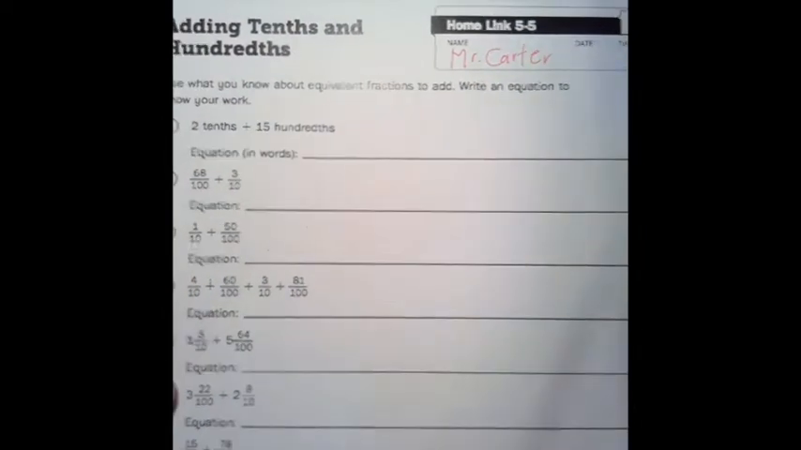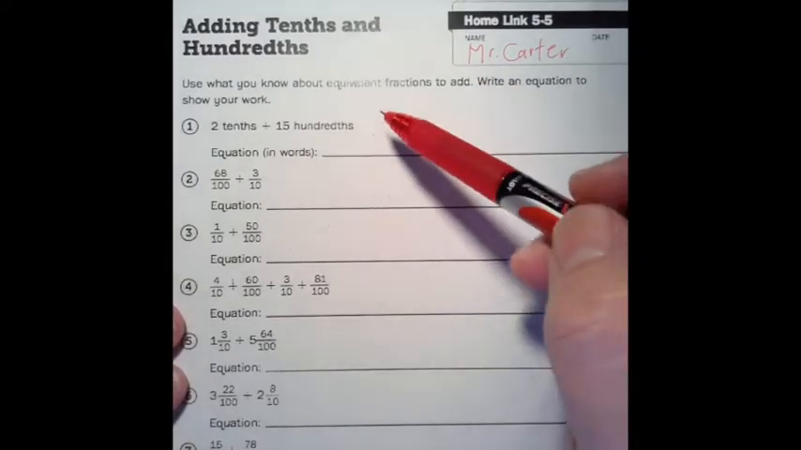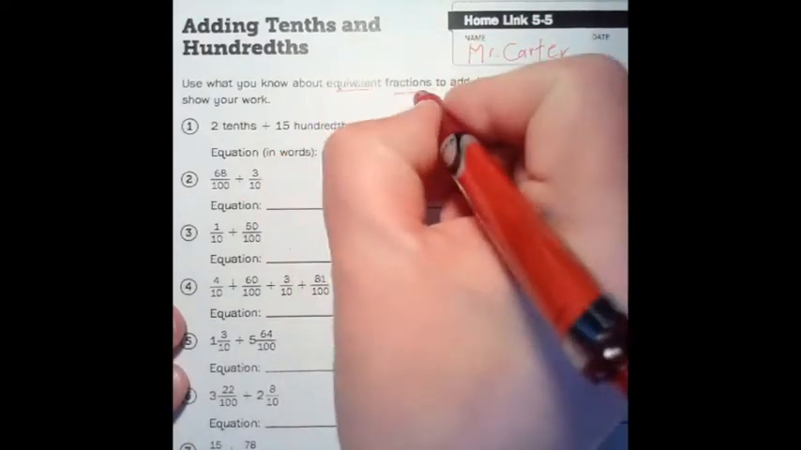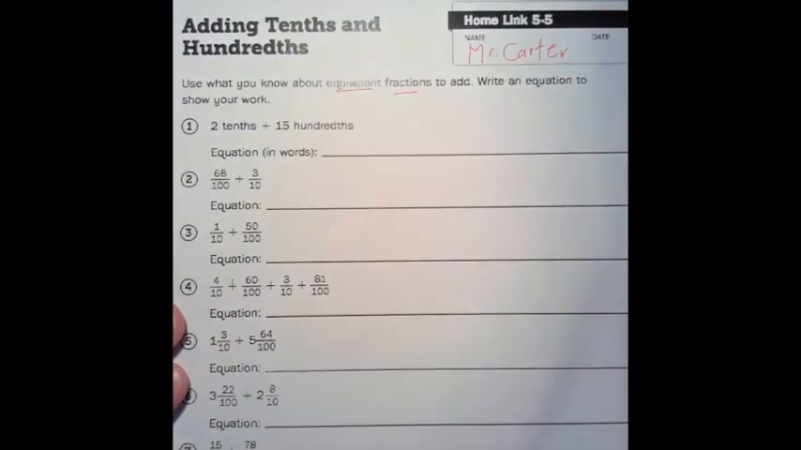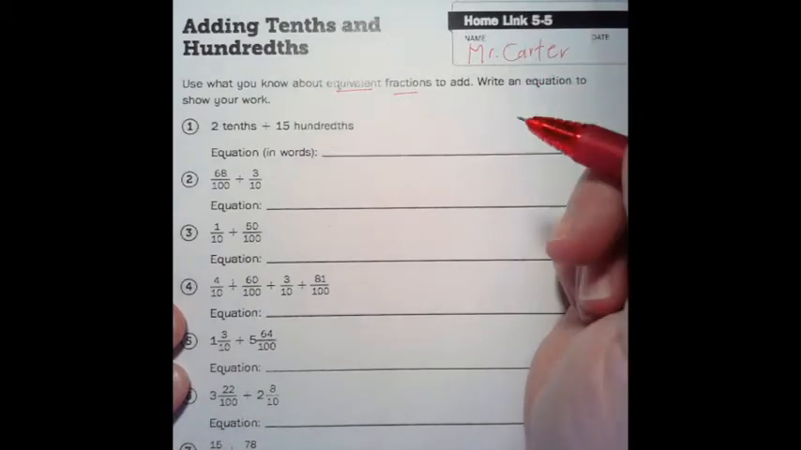So today we're adding tenths and hundredths, and what we're going to need to do is use equivalent fractions to add, because we're going to need to convert our tenths to hundredths so that we all have the same denominator. So we'll go through that together.